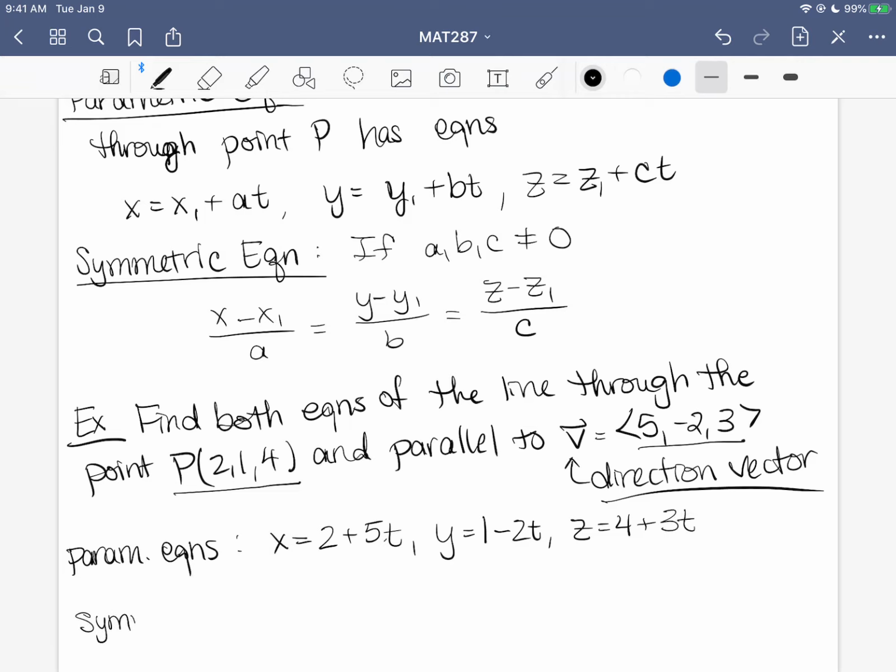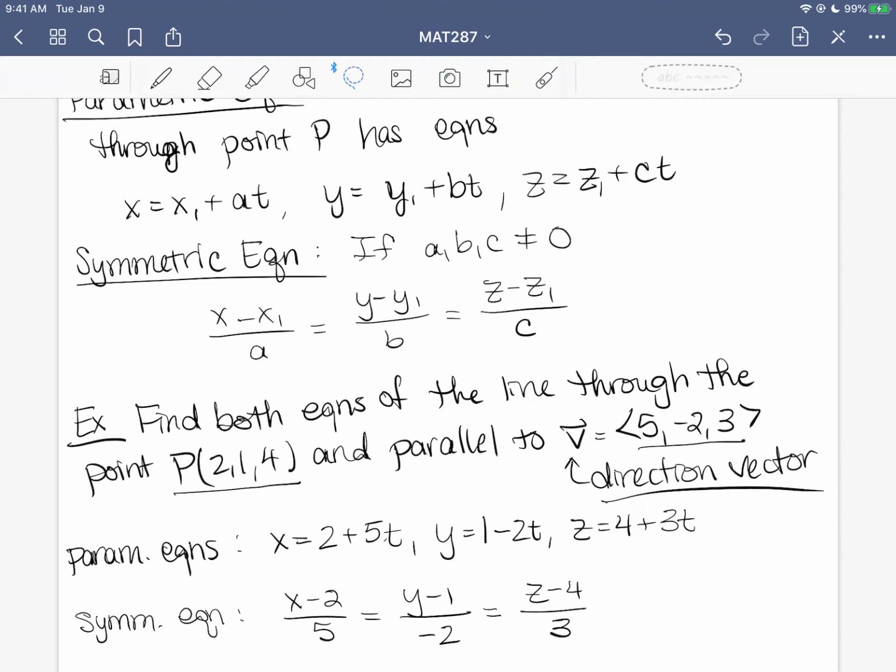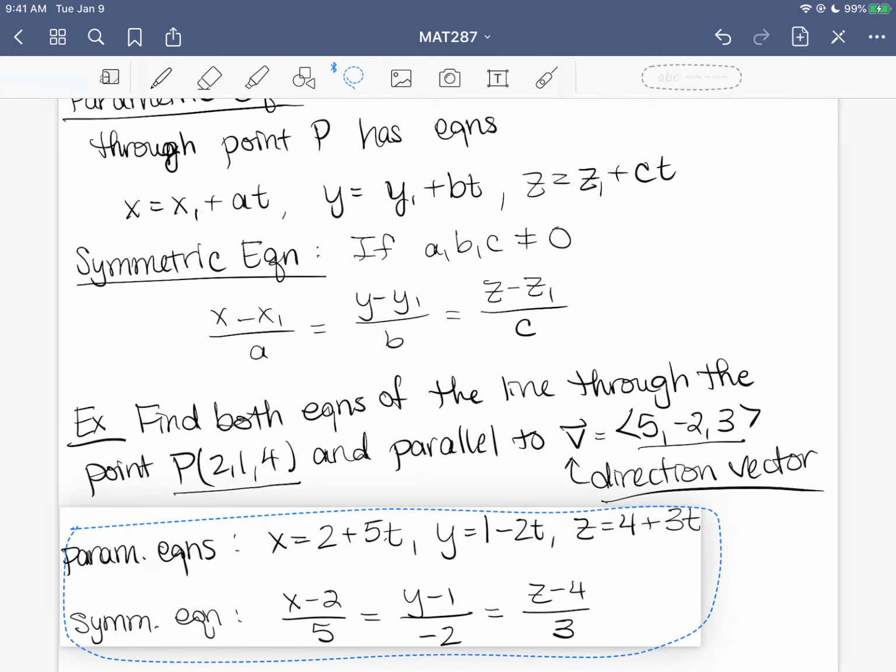If I want to get the symmetric equation, I just solve for t in each of the equations above and set them equal. So I get x minus 2 divided by 5 is equal to y minus 1 divided by -2 is equal to z minus 4 divided by 3. And that's it. Let me make a comment here. I'm out of space, but I want to keep these. So I'm going to copy this and glue it on the next page for a second.